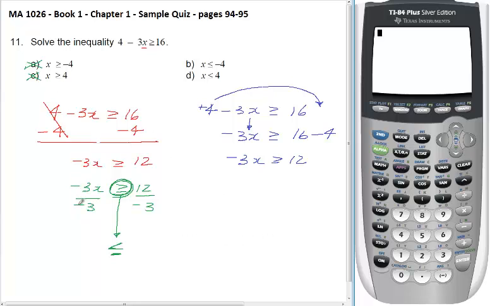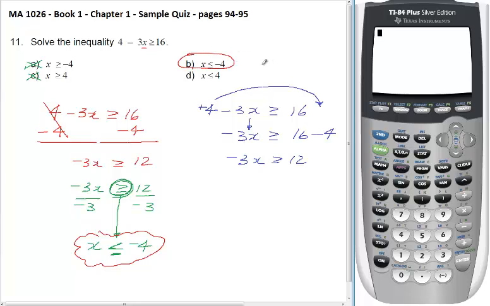Now negative 3 divided by negative 3 is positive 1x, and positive 12 divided by negative 3 is negative 4. Okay? So the answer here to number 11 is B. See it there? So there's your answer. x less than or equal to negative 4. So the answer is B.